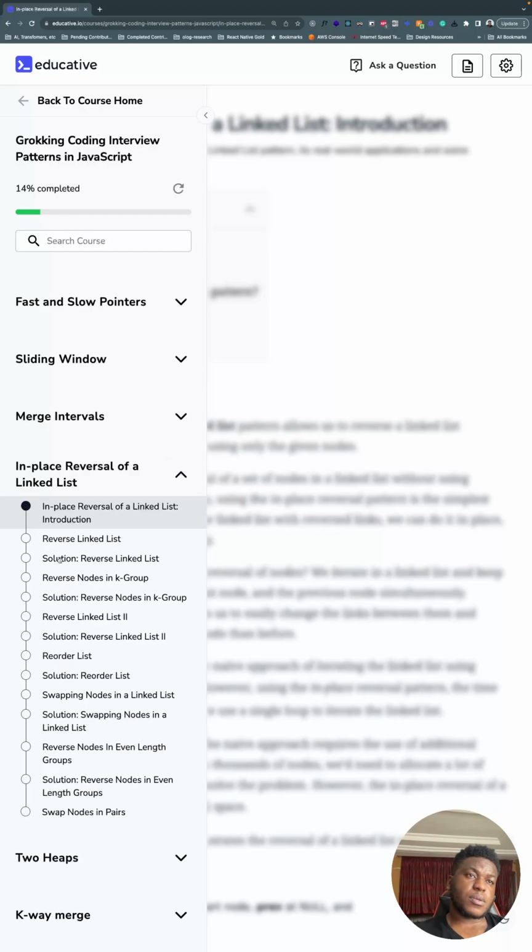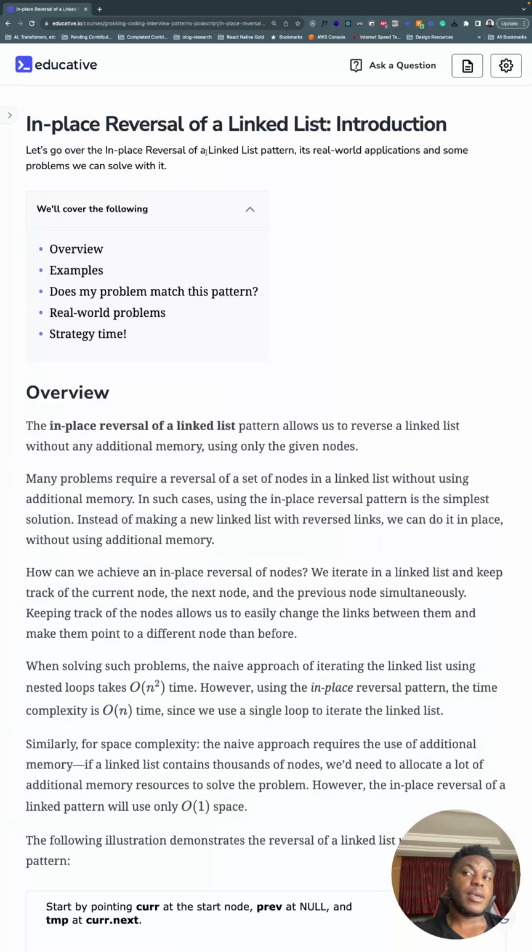Let's say 1, 2, 3, 4, 5, 6, 7 or 8 problems here. So 7 or 8 days to get it done. 14% of the way through. And let's get to it. The introduction to the pattern.